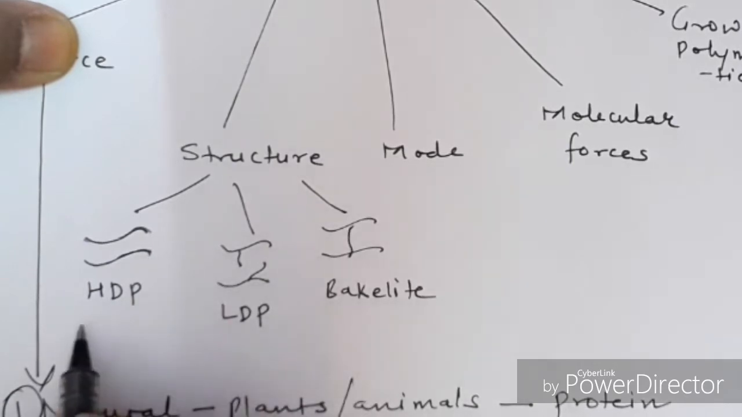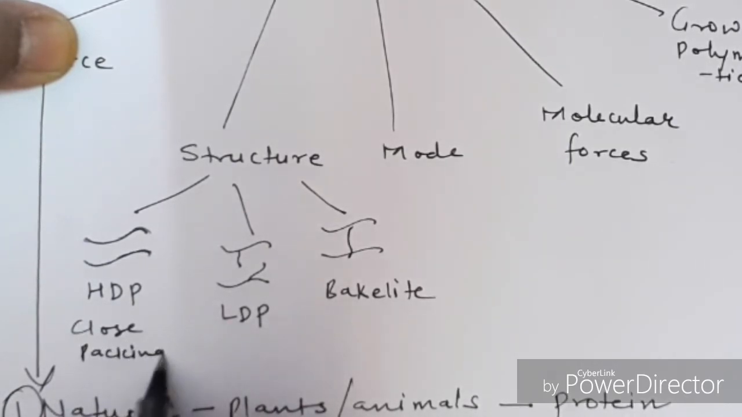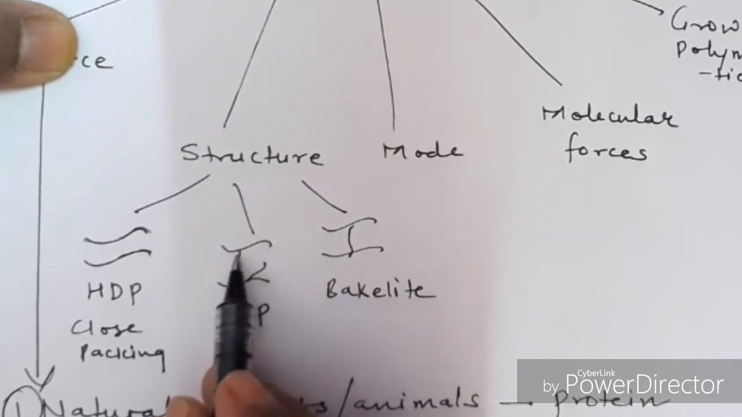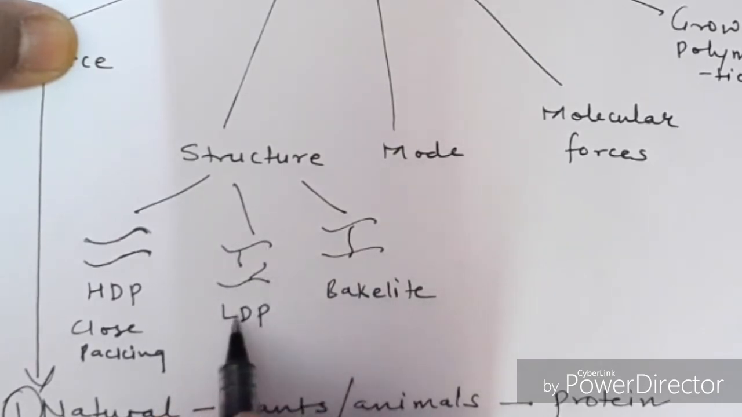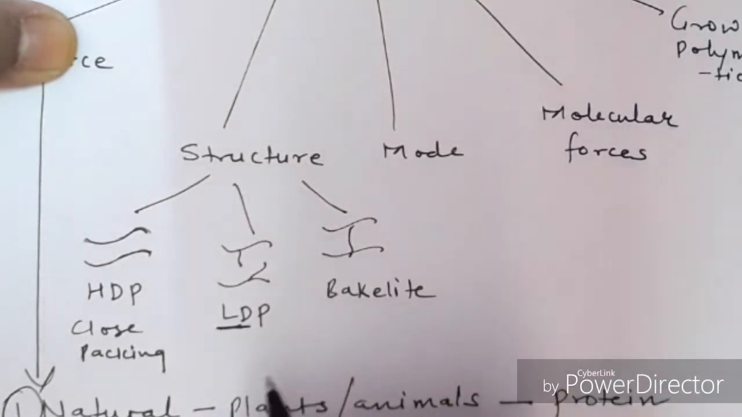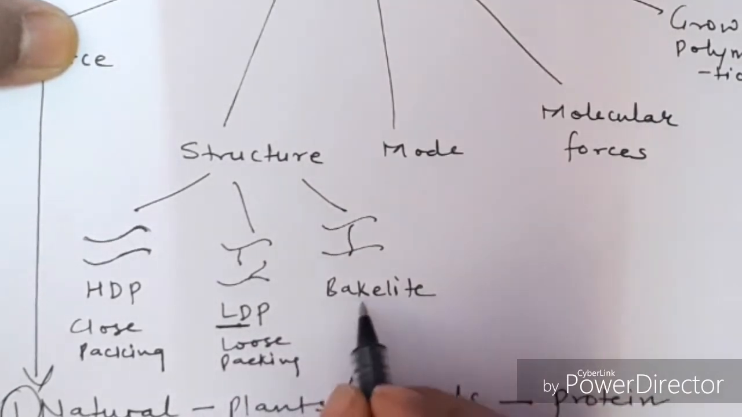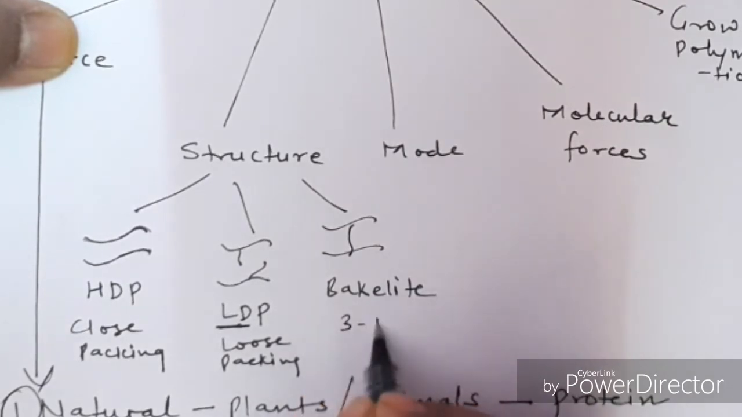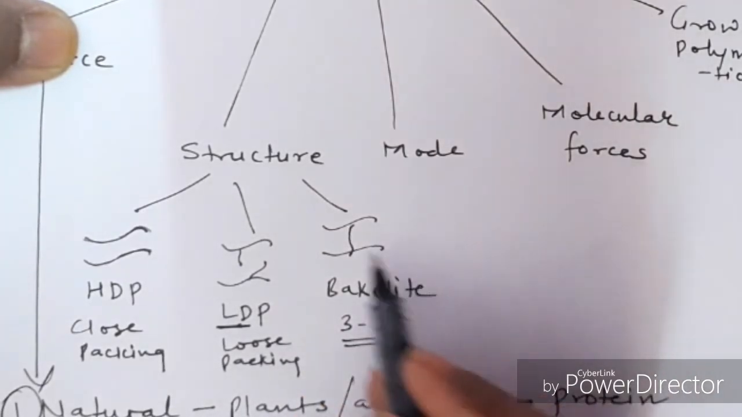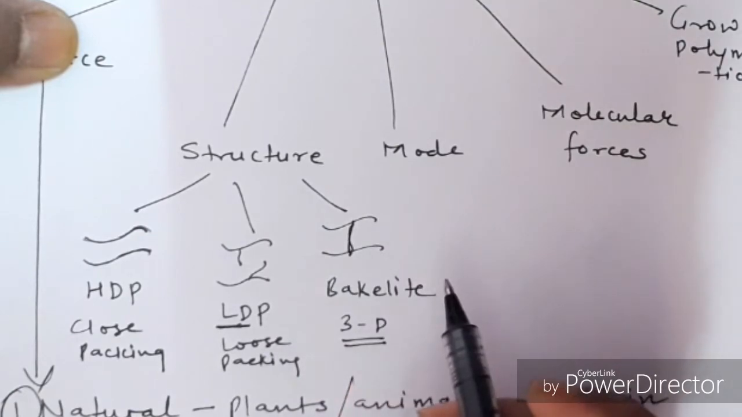High density polythene has got linear structure. Because of being linear, the packing is going to be very close, and that's why it's going to be very dense and very tough. Low density polythene has got branching in its polymer chains. They cannot have a very close packing. That means they have got loose packing, and that's why they are low dense. So this is the difference between HDP and LDP. The third example is bakelite. Here we can see it's a heavily three-dimensional network solid, very tough. These are the cross links.